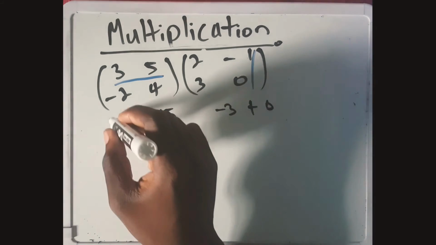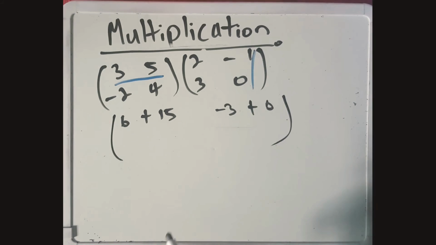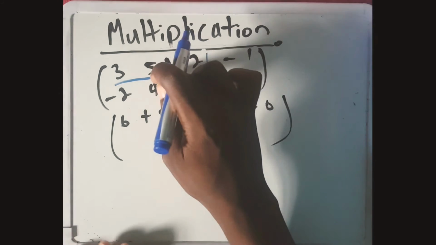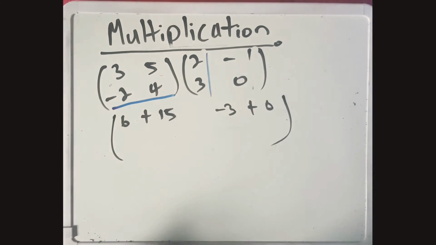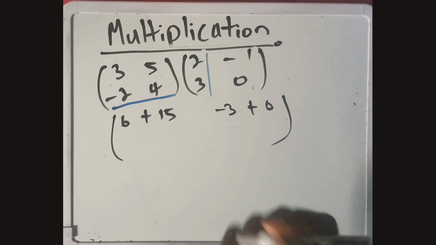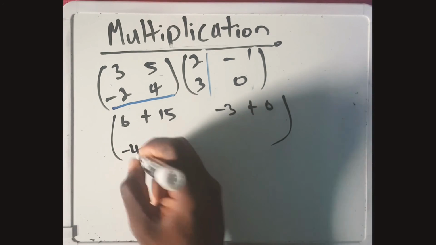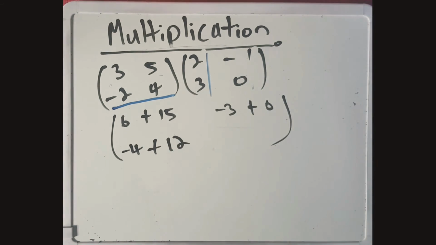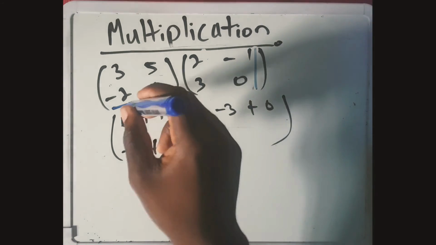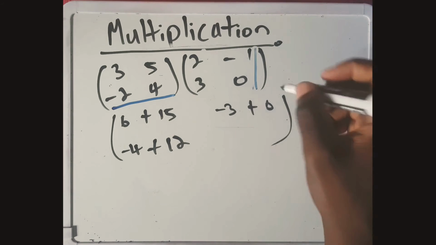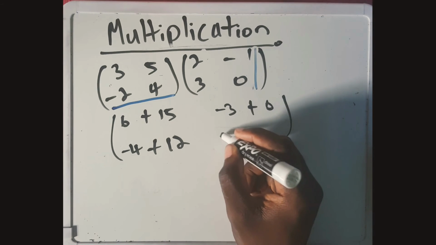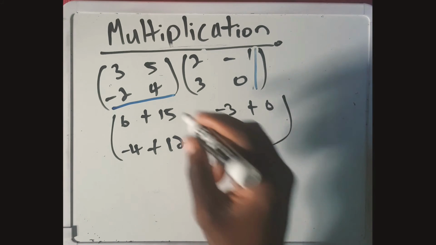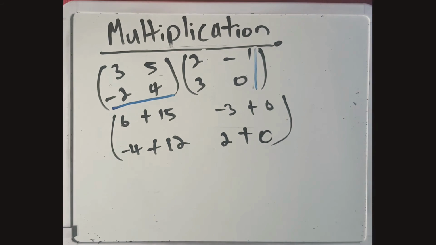Moving on to the next row, and going back to the first column, so my first column and my second row. Minus 2 times 2 will give me minus 4, plus 4 times 3 will give me 12. Moving to my second column and still using the same row: minus 2 times minus 1 will give me a positive 2, plus 4 times 0, giving me 0.